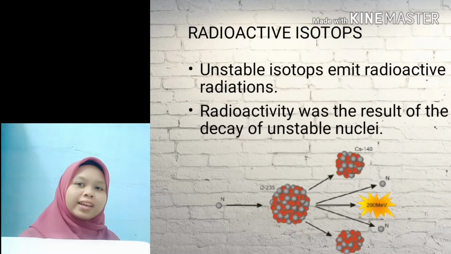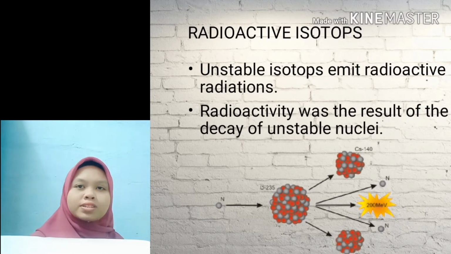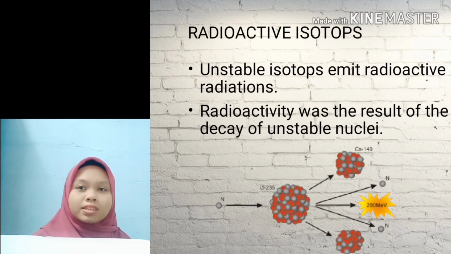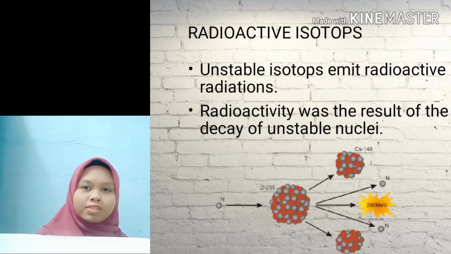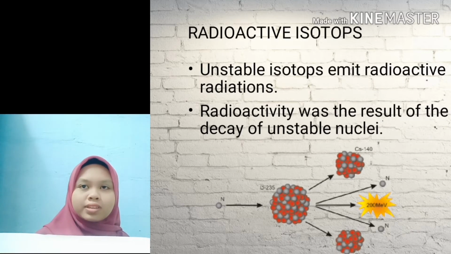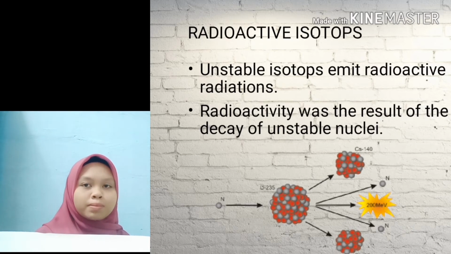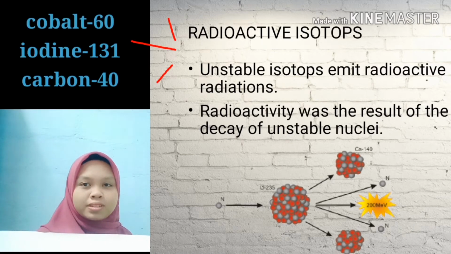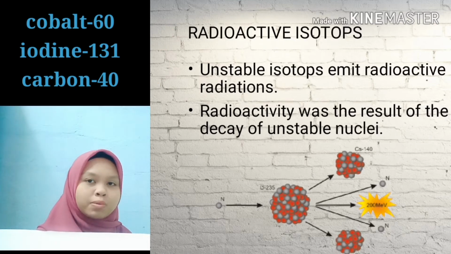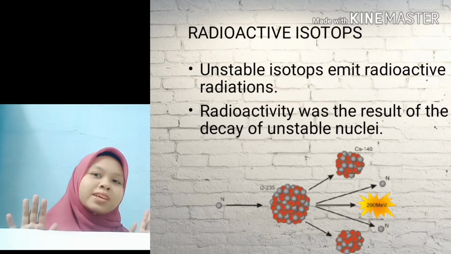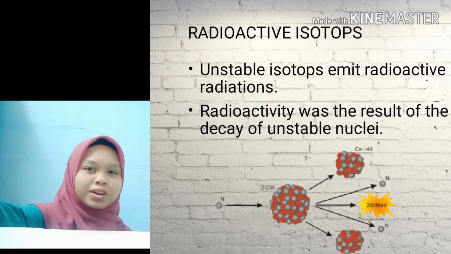Before I end my part, I want to touch a bit on radioactive isotopes. A radioactive isotope is an unstable isotope that emits radioactive radiation, and radioactivity is the result of the decay of unstable nuclei. For example, radioactive isotopes are cobalt-60, iodine-131, and also carbon-14. That's all from me. Thank you. I will pass to Isha Erika to continue our presentation.